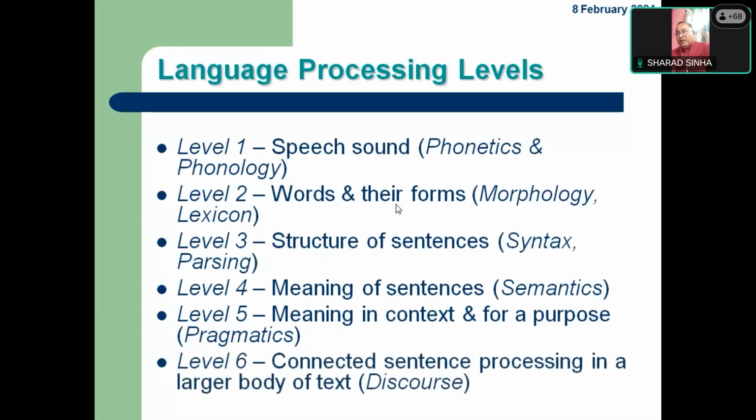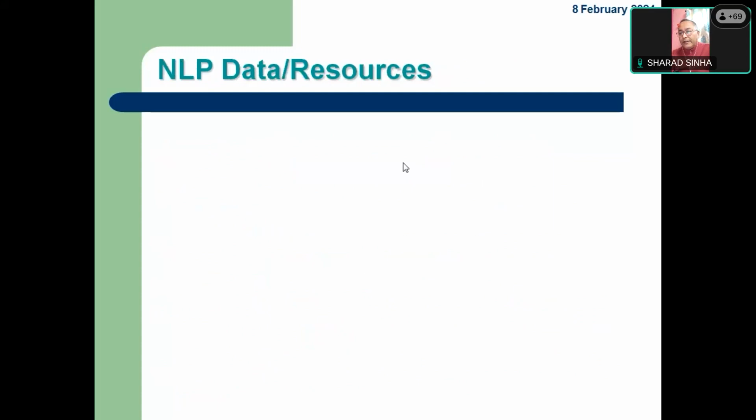Level 6 is connected sentences, sentence processing in a larger body of text. It deals with the whole article or paragraph. After understanding each word and each sentence, we have to understand the whole paragraph. After reading a whole paragraph, we may understand that it is a political writing, or it may be a religious script. So this is used a lot in sentiment analysis, for example, when we analyze Facebook postings or Instagram postings or something like that.